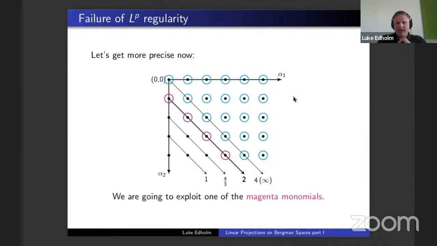So what we're looking at here is that I not only have the L2 lines still, but now I've drawn in more lines which correspond to integrability. So this is the L1 line, the L4 thirds line, L2 line, L4 line.